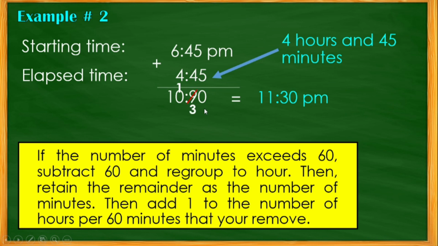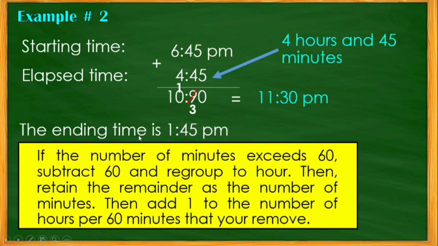So if the number of minutes exceeds 60, you regroup by 60, the remaining minutes remain, and the other part you regroup to form the number of hours. Then the ending time is 1:45 p.m.